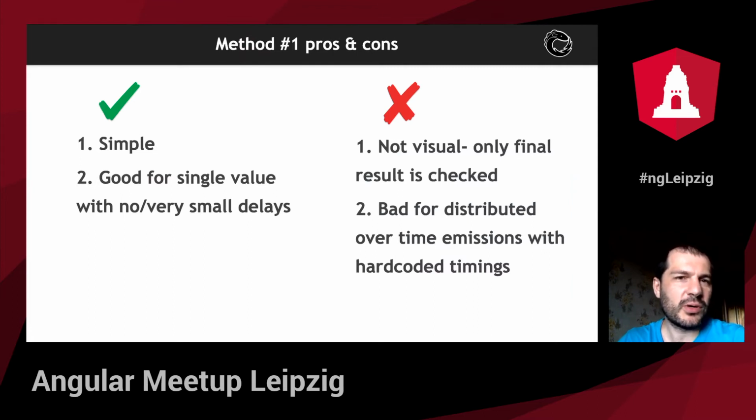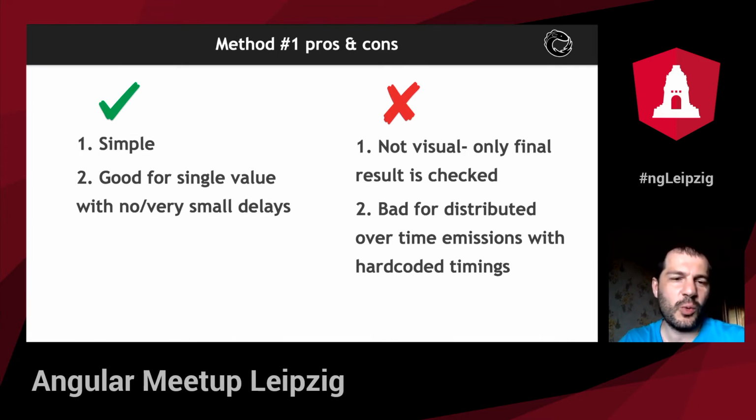Let's review pros and cons. Jasmine with done callback has such benefits. Yes, it is very simple, and it is good for single values, but as we saw, some range of values can be tested also if we add them to array. But drawbacks is that it is not visual. We can test only final result, and we have to provide very small delays for testing, not to block Jasmine test running for too long.